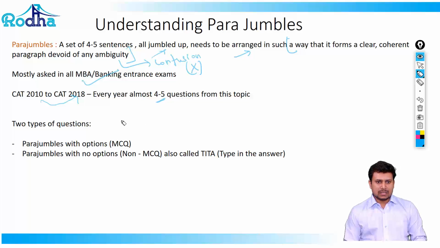Typically there are 2 types of questions: parajumbles with options. These have been the conventional parajumbles that have come over the years. Recently, from CAT 2015, they have started giving you parajumbles with no options. These are non-MCQ parajumbles, also called TITA, which is type in the answer. They are highly complex and difficult, because if you have 4 options, then there are possibly 24 answer choices. But any which way, we'll also see how to do these non-MCQ parajumbles as we move ahead.